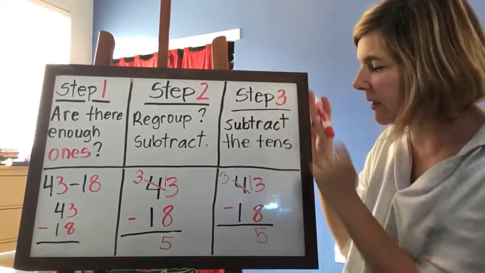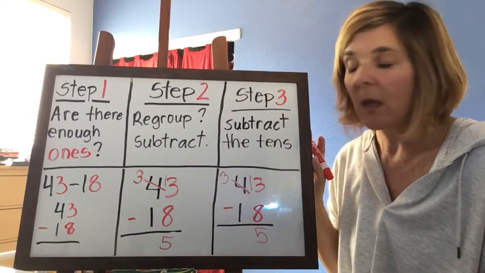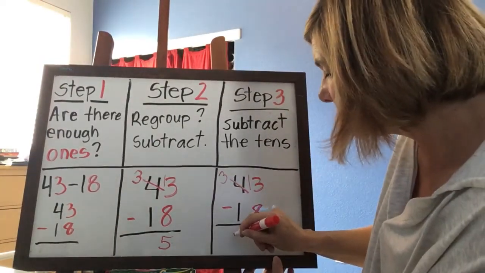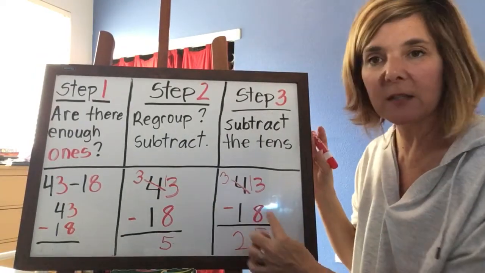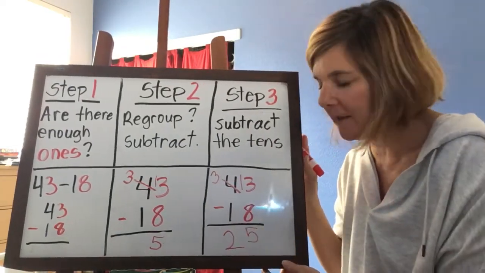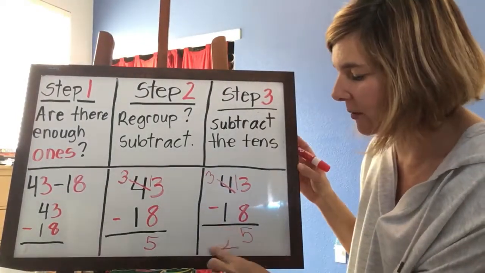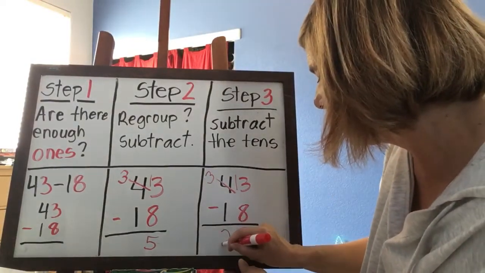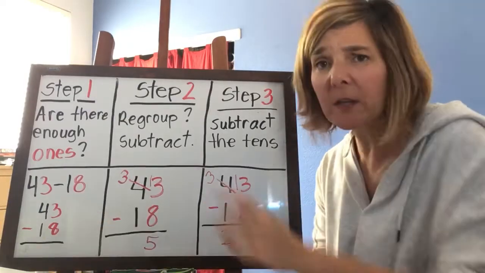Okay, so step 3, subtract the tens. 3 take away 1. So easy. 2. So my answer now is 25. 43 take away 18 is 25. And sorry for my goofy writing. I can make it better too, guys. Okay, let me try that again. 25. There we go. Okay, so Mrs. Coppola did a lot of talking.